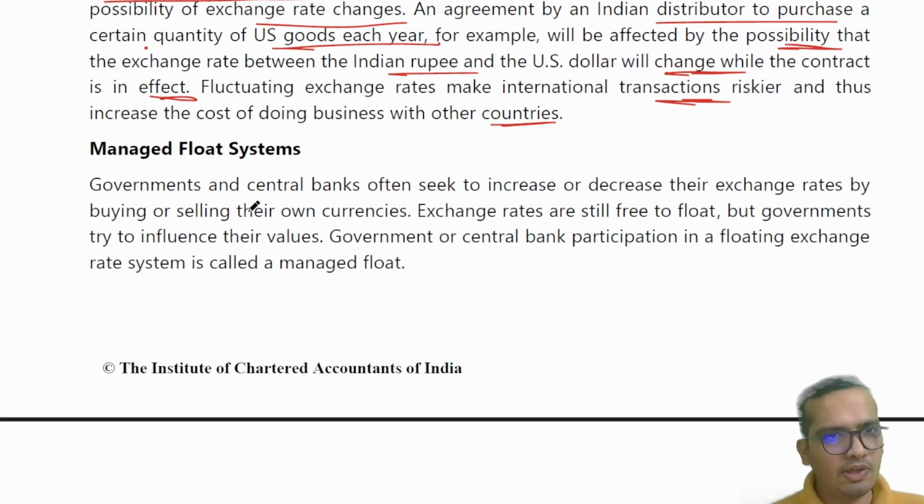Managed float system. Governments and central banks often seek to increase or decrease their exchange rate by buying or selling their own currency. Exchange rates are still free to float, but governments try to influence their values. Government or central bank participation in the floating exchange rate is also called a managed float.